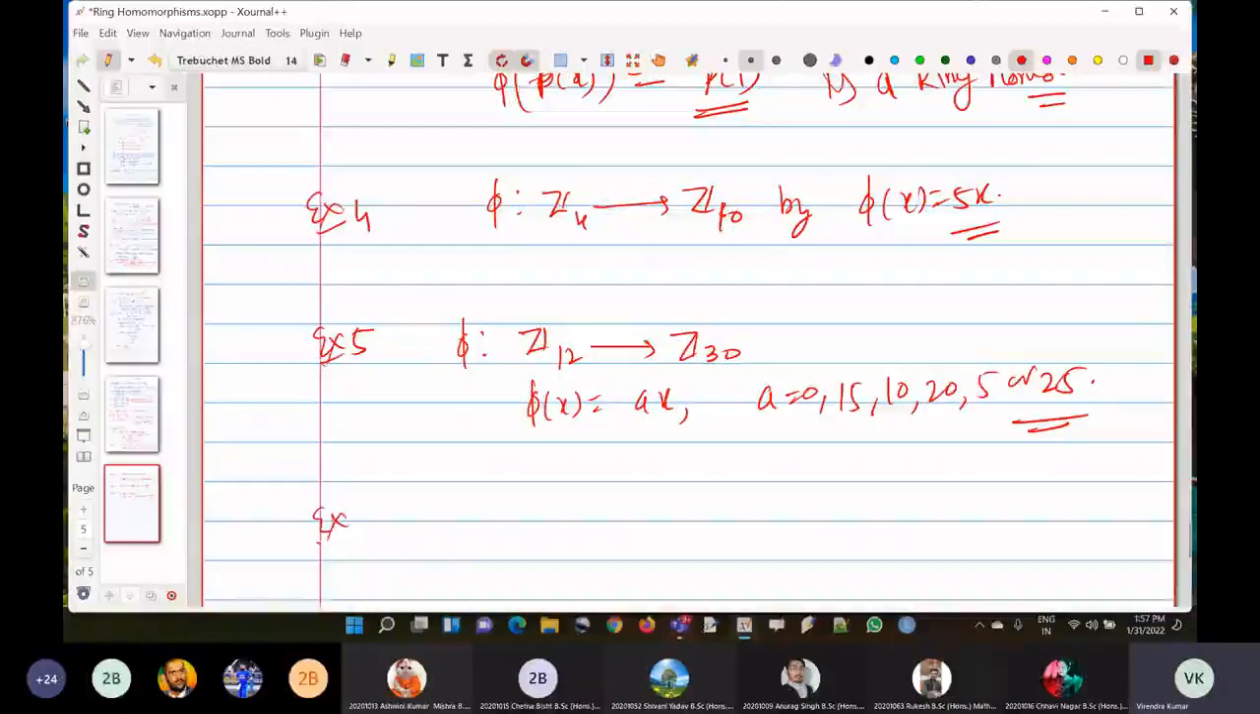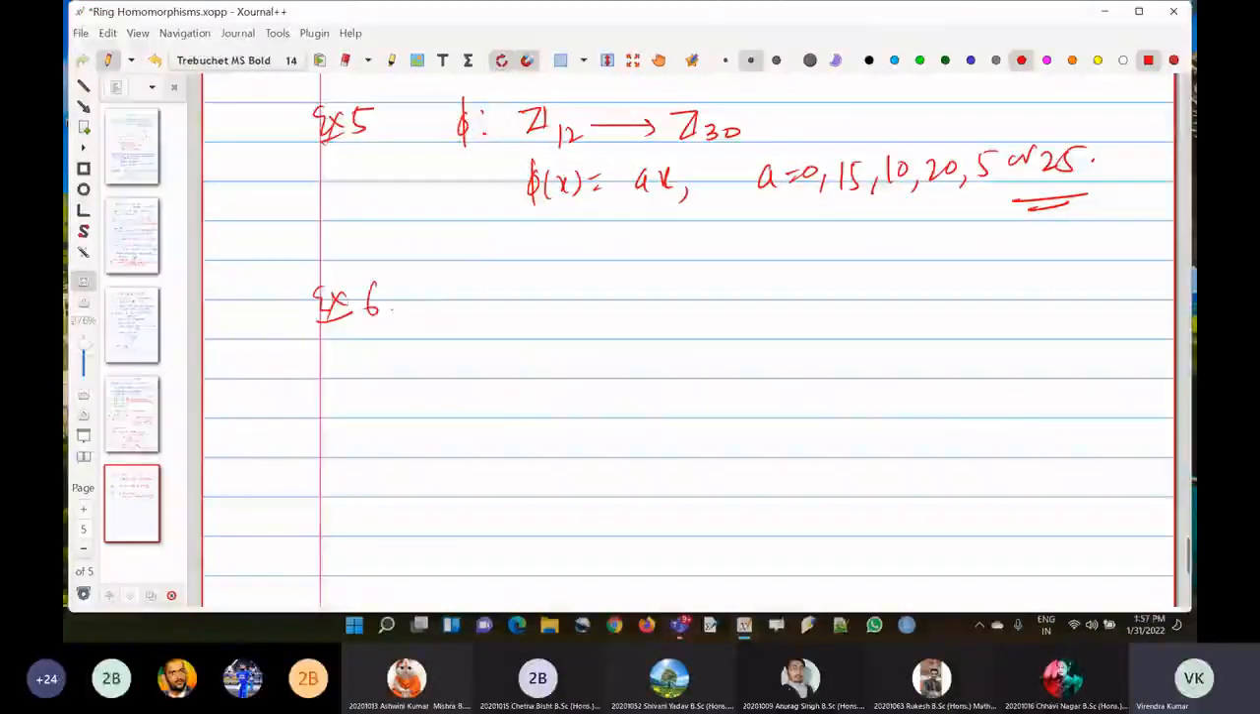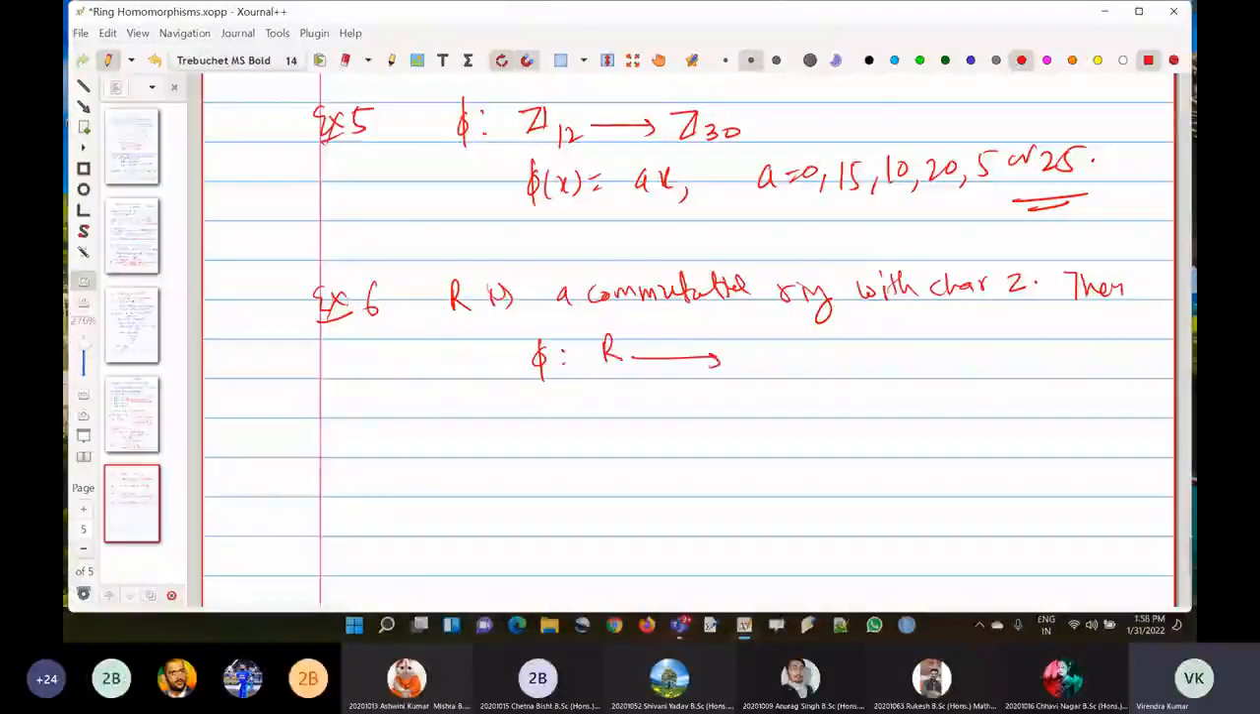Example number 6: R is a commutative ring with characteristic 2. Then phi from ring R to R, this is not the set of real numbers, is defined by a goes to a squared, and it is a ring homomorphism.